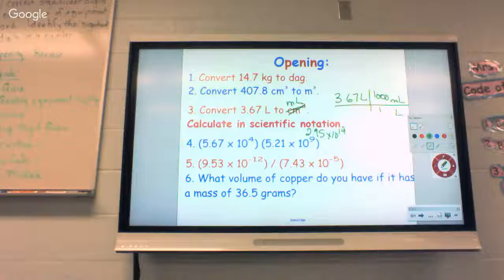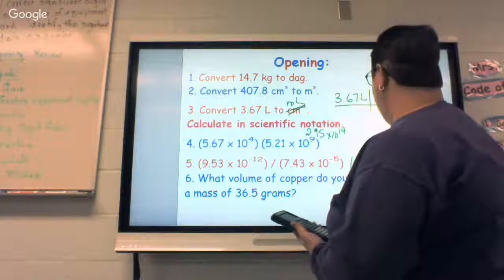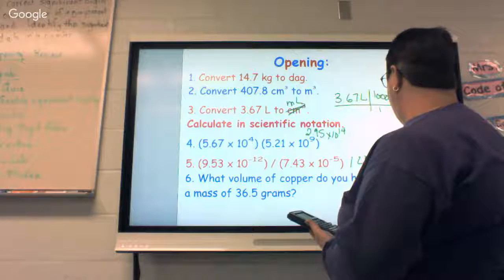Did you write E14? Yes, I would take off that, because the E is just what the calculator gives you to tell you that your exponent is 14. So you want to write times 10, because that's the actual scientific notation. Okay, 9.53 EE negative 12 divided by 7.43 EE negative 5. I got 1.28 times 10 to the negative 7.